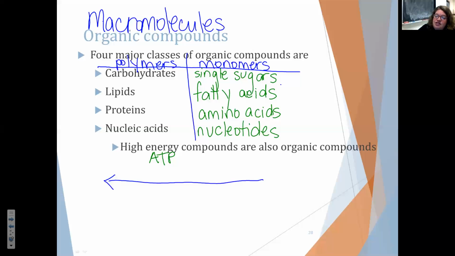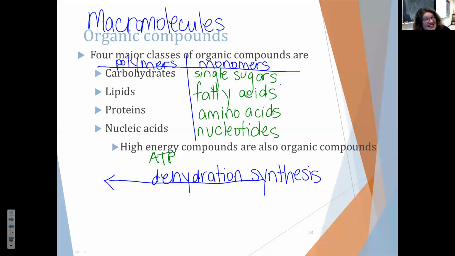Synthesis means to put things together. Something that's synthetic has been synthesized. When we synthesize things, we put it together or build it up or make it. The other chemical reaction, all of these polymers use to break down into the monomers, and that's called hydrolysis. So there are 8 types of molecules that are on this screen right now, and you only need to learn 2 chemical reactions to understand how all of these behave.